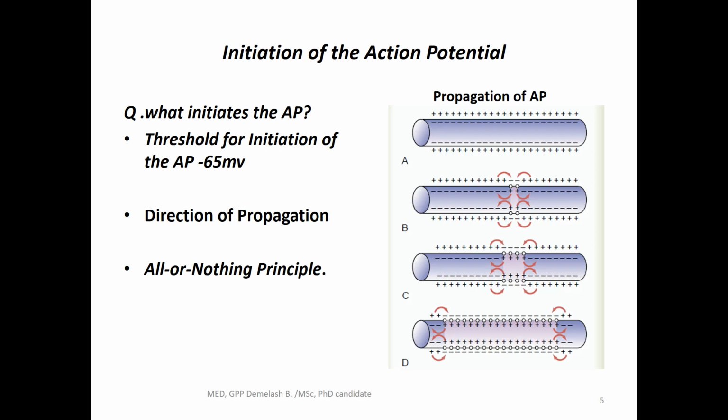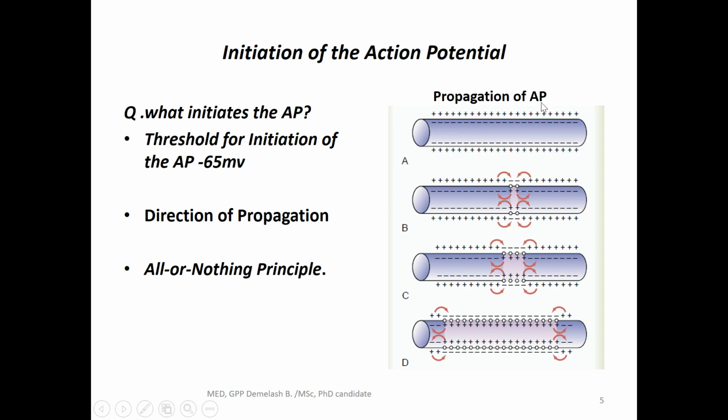So, initiation of the action potential. What initiates the action potential? The threshold for initiation of an action potential is about minus 65 millivolts. The direction of propagation is in one direction. There is an all or nothing principle. If the stimulus reaches the threshold level, the action potential occurs every time. But if it doesn't reach the threshold level, an action potential cannot occur. So this is the all or nothing principle of the action potential.